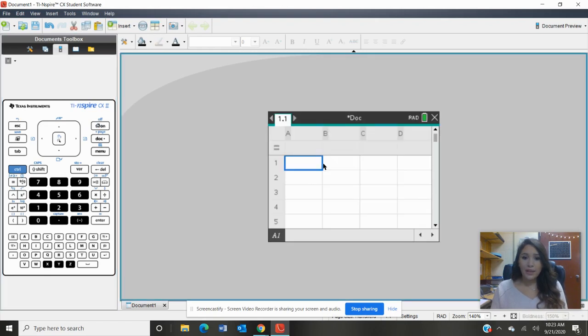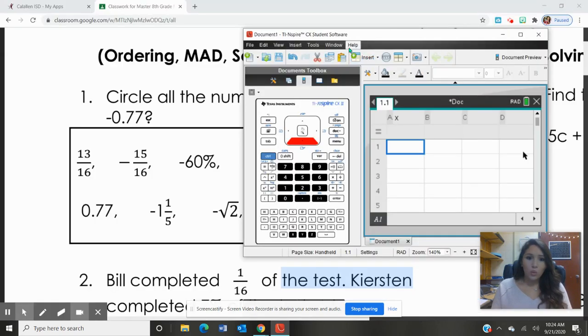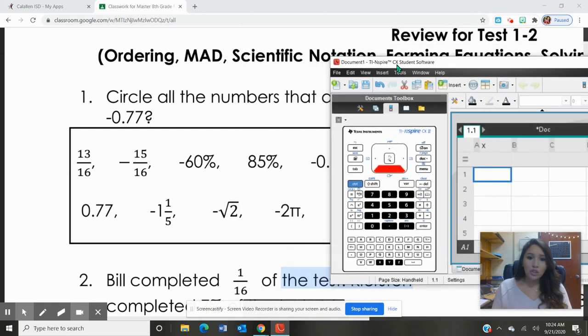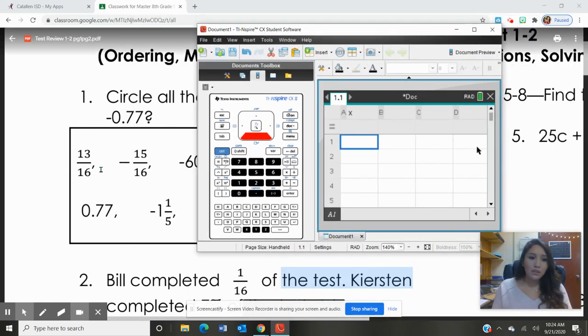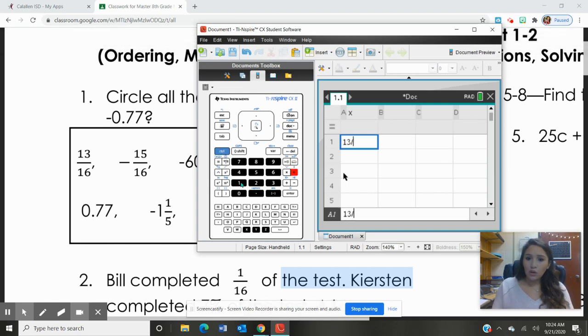When I open it up, I get something that looks like a grid. The first step in ordering is we have to label cell A as X. Once we're done with that, we're going to press enter and go to cell number 1. I am going to copy all of these numbers into my Lists & Spreadsheets. My first one is 13 over 16, so I'm going to do 13 over 16 and press enter.